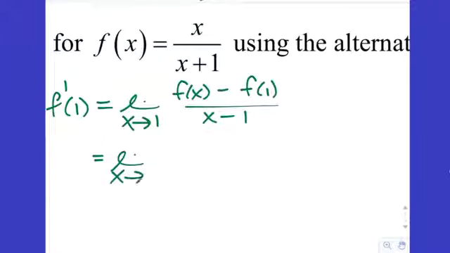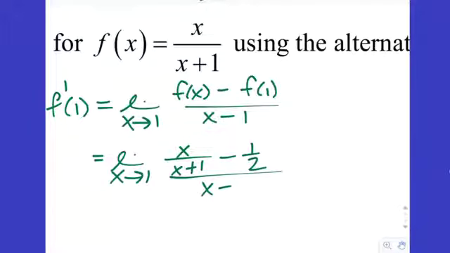It's the limit as x goes to 1 now of f of x. Well, f of x is just x over x plus 1. Minus f of 1, that's just the y value when you plug in the 1, which gives you 1 over 2, or 1/2, all over x minus 1. So there's the setup. If you try direct substitution, guess what? 0 over 0. Hooray, you say, I set it up correctly.